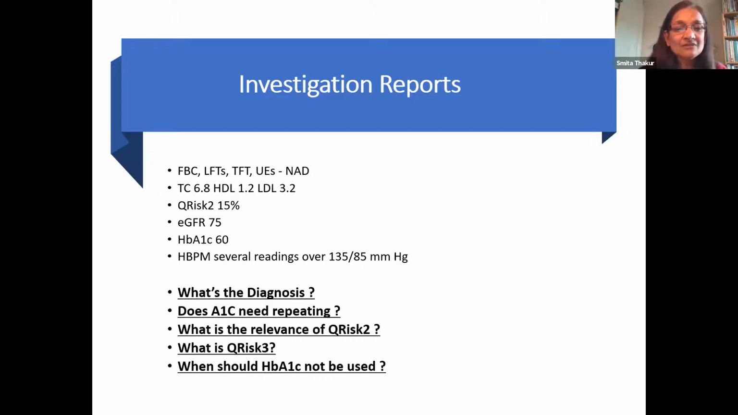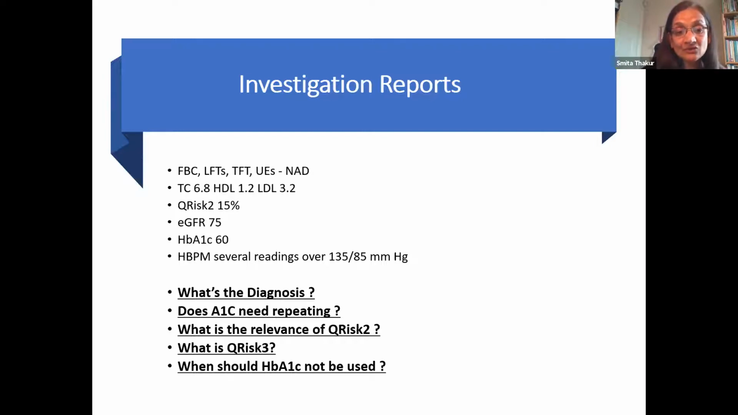Okay. And what is the relevance of QRISK2 here? His QRISK2 is 15%. He has got hypercholesterolemia. He needs a statin. Perfect. Do we know what QRISK3 is? Okay. So QRISK2 is a risk stratification which takes into account your age, your sex, your systolic blood pressure, your ethnicity, and your postcode. And it gives us a percentage. If it's over 10%, it's relevant, and they need a statin.